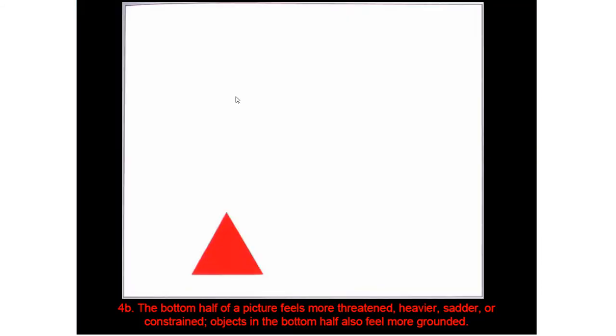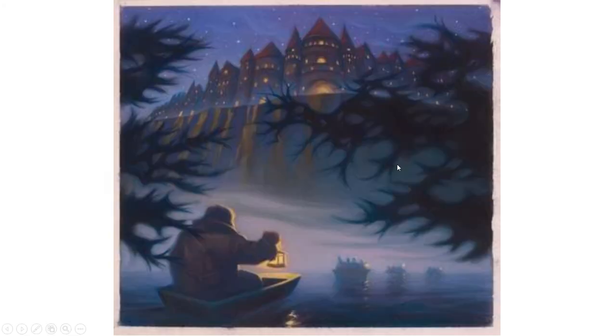All right, on the flip side, the bottom half of a picture feels more threatened, heavier, sadder, or constrained. Objects in the bottom half also feel more grounded. All right, so this is one of those things where that's a lot of stuff for one image to feel. And odds are it doesn't feel all of those things. So it's almost like pick one of them. It'll feel grounded. It'll feel sadder. It'll feel threatened. It can feel a couple of these things. Doesn't necessarily mean it automatically feels all of these things. So, like, let's look at sadder. This piece doesn't say sad to me.